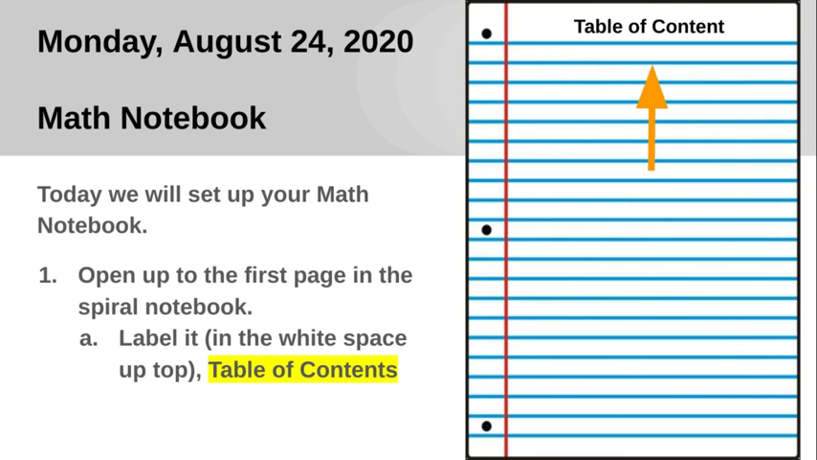This is for some of you who were not in our Google Meet when we talked about how to set up our math notebook. So what you want to do is decide which one of your notebooks is going to be your math notebook, and open it up to the first page in the spiral notebook. You have your cover, you flip your cover over so that it's on the left-hand side, and you have your first page on the right.